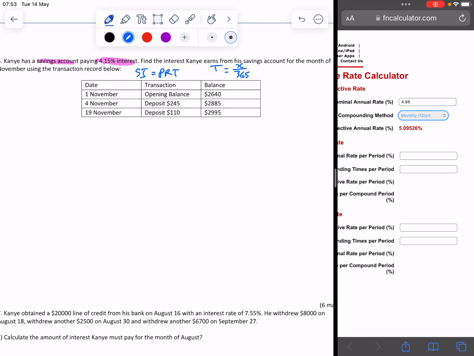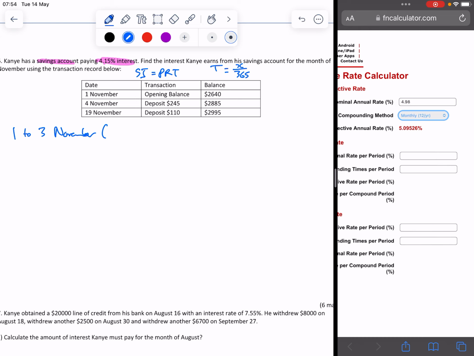So the 1st to the 3rd of November. Why not 4? Because it changed on the 4th. There was a deposit made on the 4th, so we need to do 1 to 3. How many days is that? 1 to 3, 3 days.